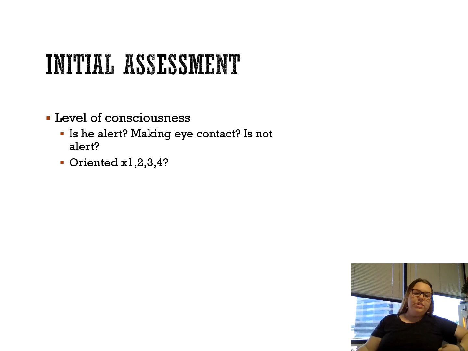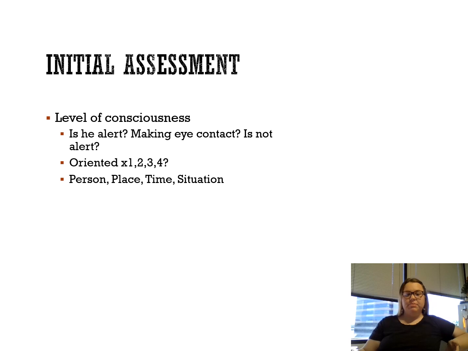Okay, then when you're looking and talking to your patient, you're going to determine, are they oriented times 1, 2, 3, or 4? Now, what does this mean? It means is the patient oriented to person, place, time, and situation. Then we're also going to do an assessment of their Glasgow Coma Scale. So we're going to assess their alertness, their motor, their eye movement, their speech, so commands, and we're going to talk more about that in class, and I have a handout for you.